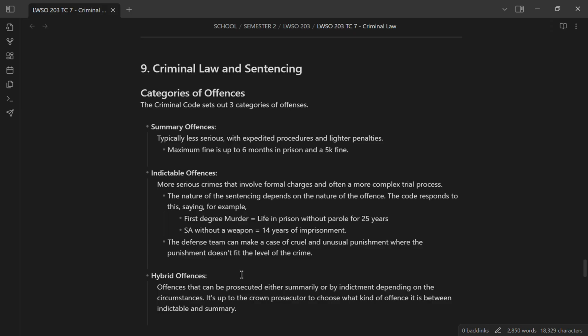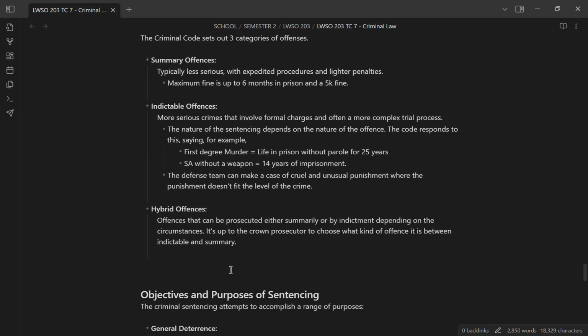It's important to note. And finally, hybrid offenses. These are offenses that can be prosecuted as either summary or indictable, depending on the circumstance. And the Crown prosecutor will choose what kind of offense it is between the indictable and the summary offense, right?